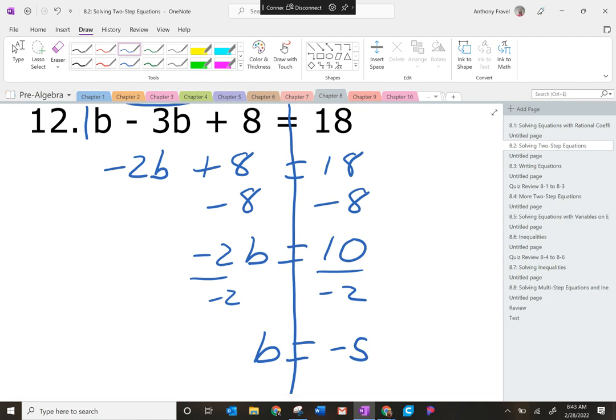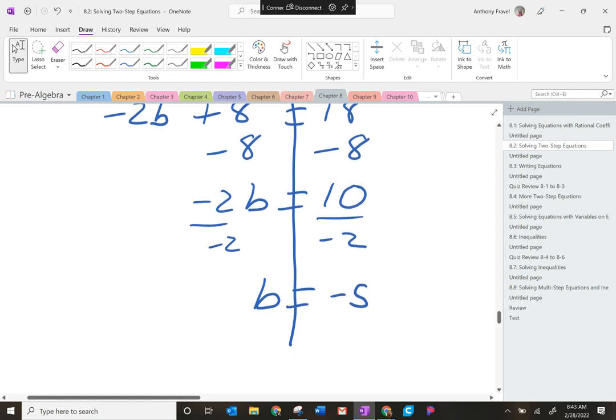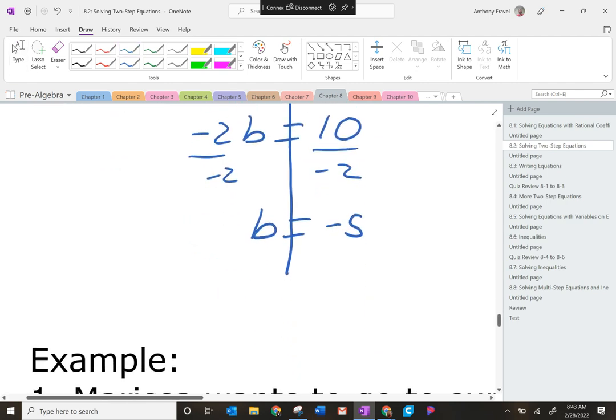Big thing is don't forget about your negative signs. That's the spot where I keep on noticing a lot of the hiccups happening.